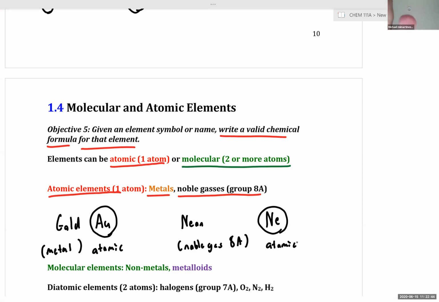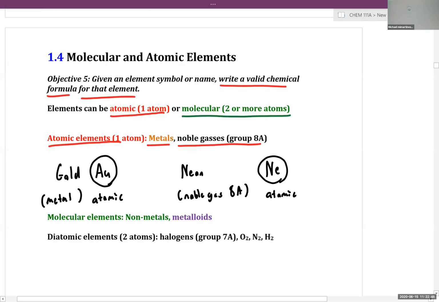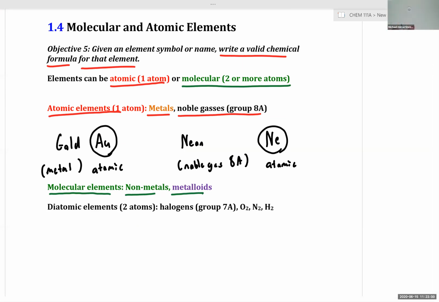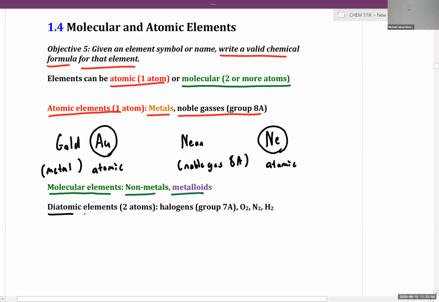Okay, let's now look at our molecular elements. These are nonmetals and our metalloids primarily. Now, we have to be a little more specific when we talk about molecular elements. There are two major subcategories. Diatomic, di meaning two. There are molecular elements that are composed of two atoms. These are your halogens, oxygen, nitrogen, and hydrogen.